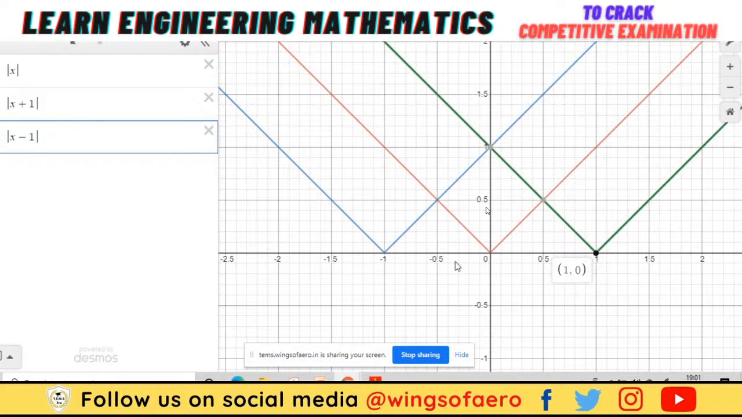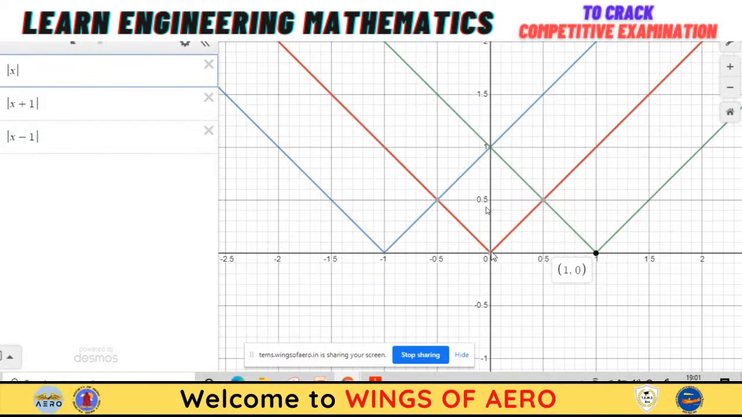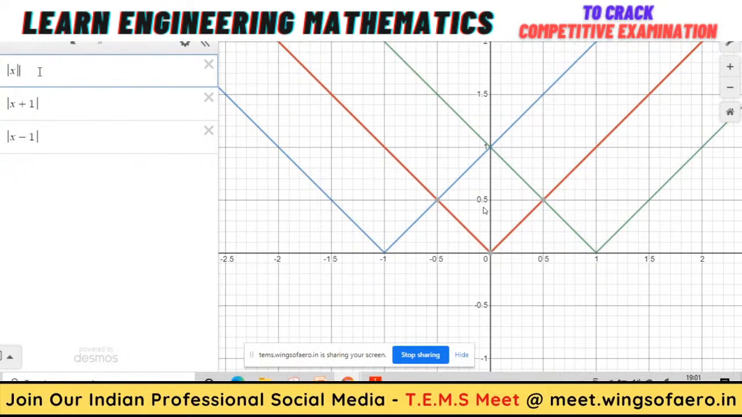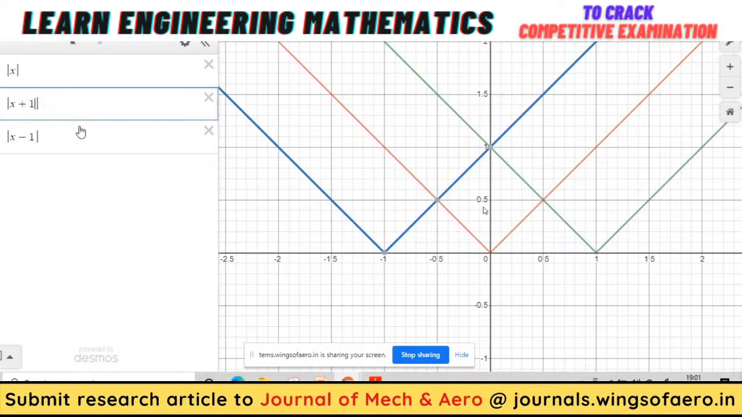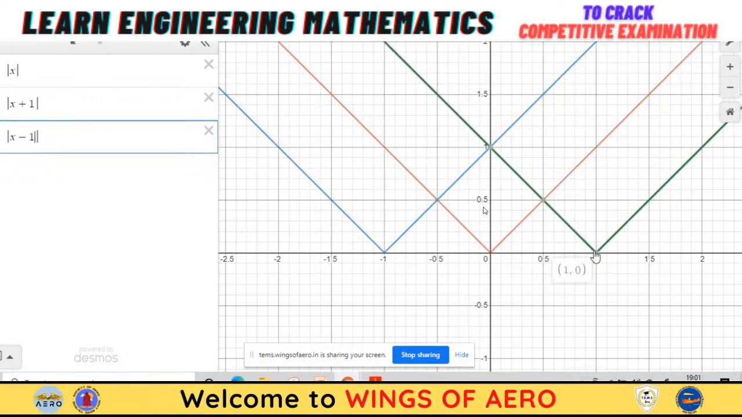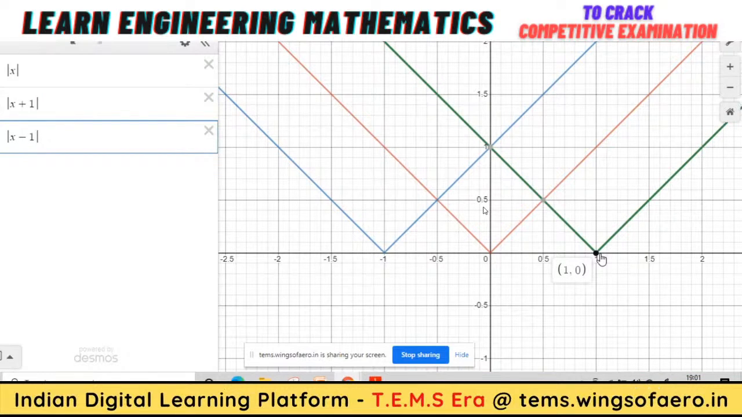And always remember, at these end points, that is this V point, the function is always continuous but not differentiable. So it means that the mod x function is continuous at x equal to 0 but not differentiable at x equal to 0. Similarly, mod of x plus 1 is continuous at x equal to -1 but not differentiable at x equal to -1. Similarly, for mod of x minus 1, the V point will be at 1, so it is continuous at x equal to 1 but not differentiable at x equal to 1.